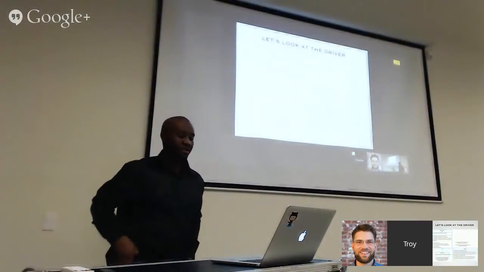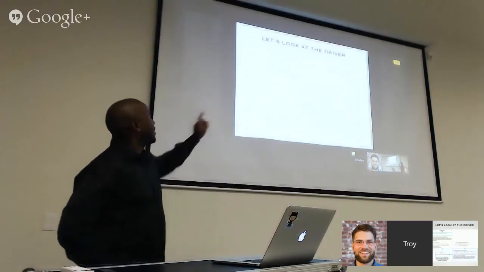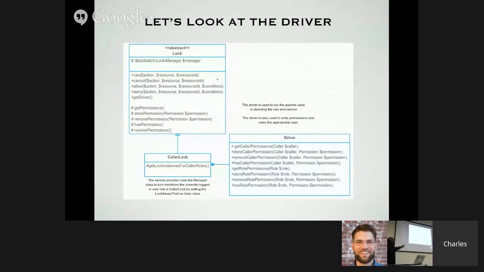So let's look at this driver here, whipping out some old UML diagrams. What you see here is that this abstract class called lock has a get driver method on it, and caller lock also has this other method called get lock instances for caller roles. At this point I realized I can also add a query for the roles, and at runtime go grab all the roles for a particular user, which is a pretty big deal.